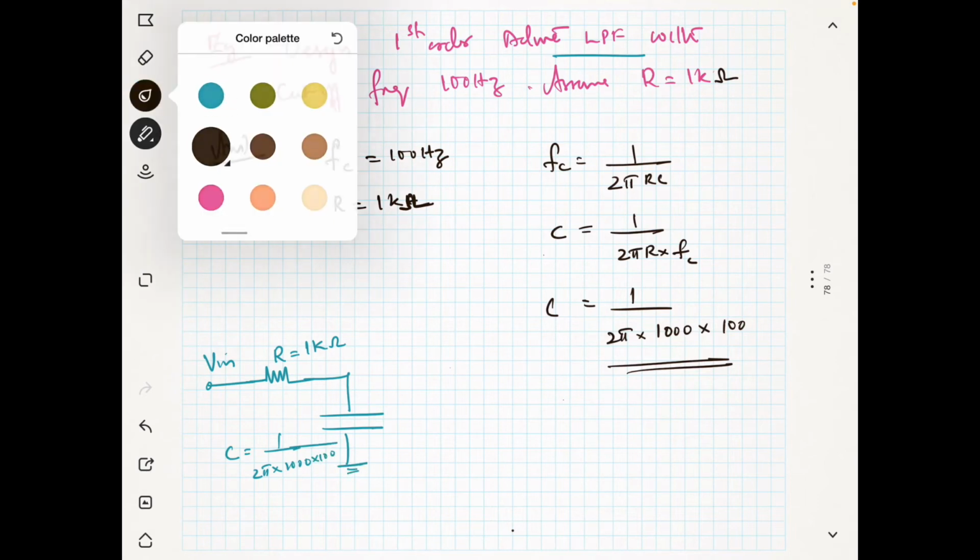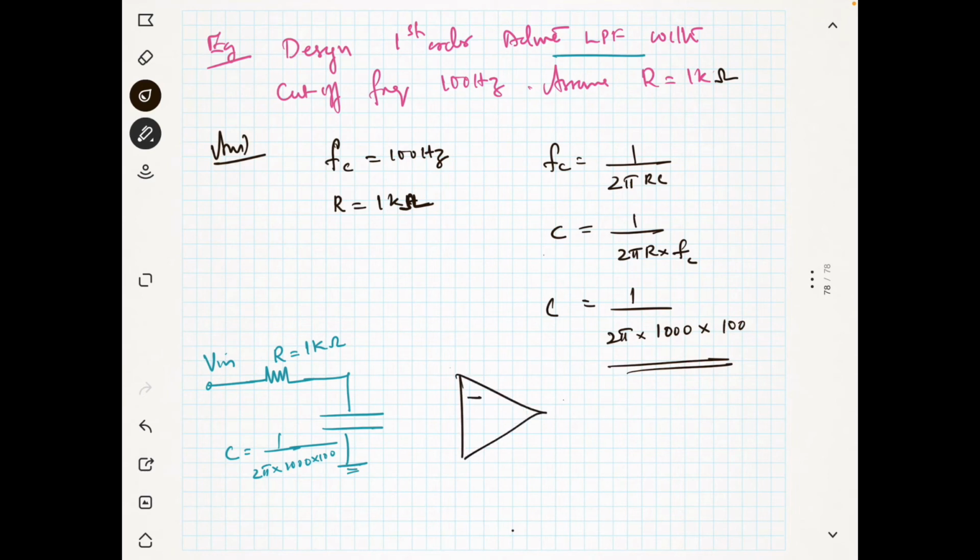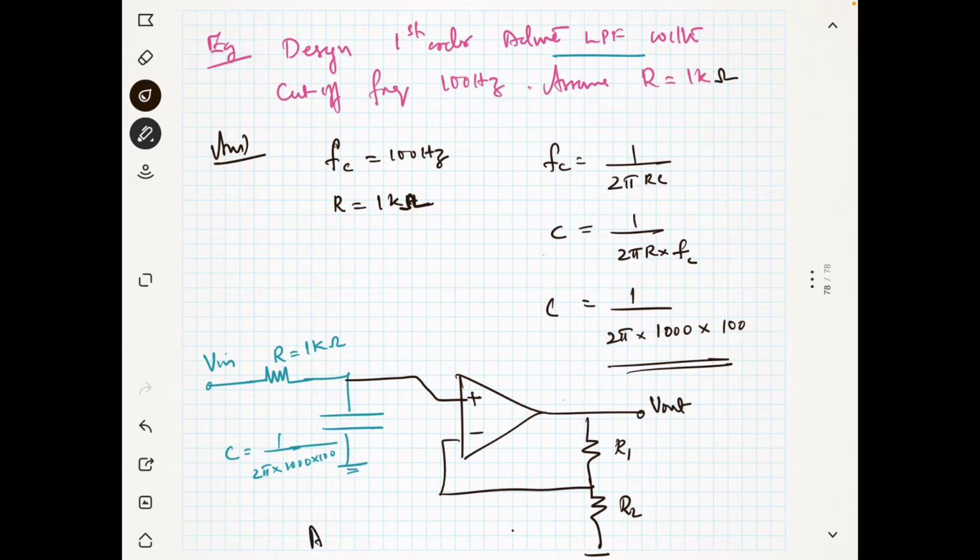Now, you have to draw the amplifier, plus minus. You have a feedback which is R1 and R2. That's it. Now, you connect like this here. This is your V out. So, this is an active low pass filter with FC equal to 100 hertz. According to the different value of FC, you can find the different values for the capacitor. Sometimes I will not give you R and C. In such a case, you just assume R equal to 1 kilo ohm or 10 kilo ohm, whatever you want.